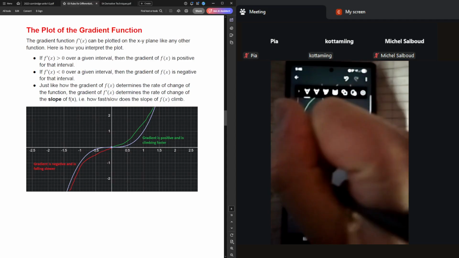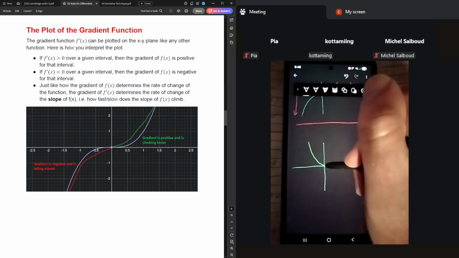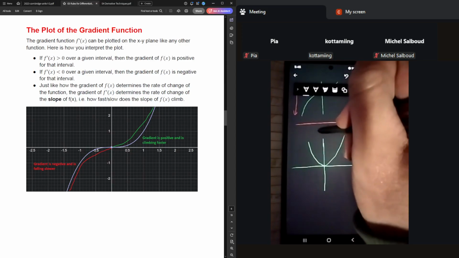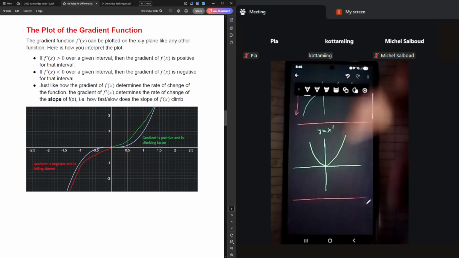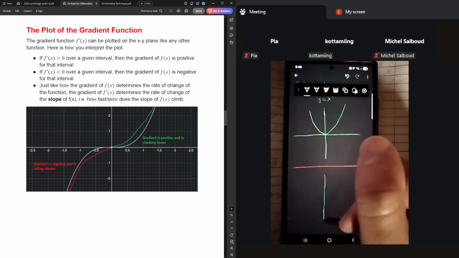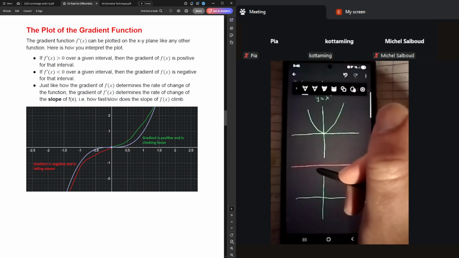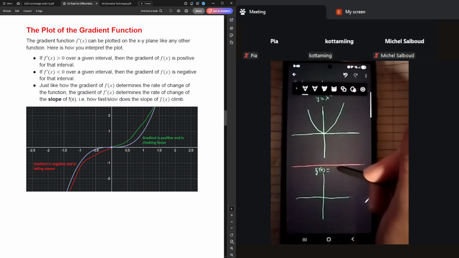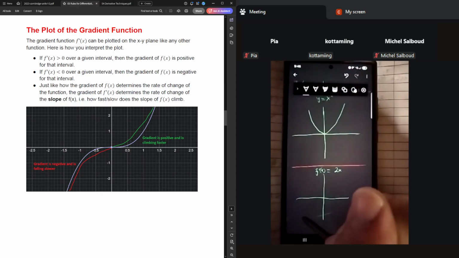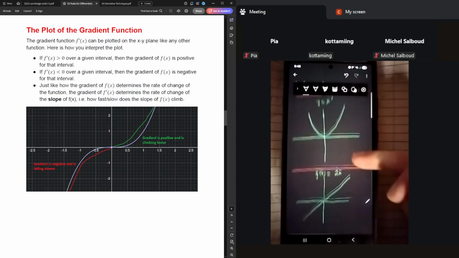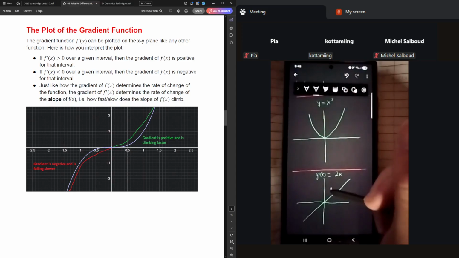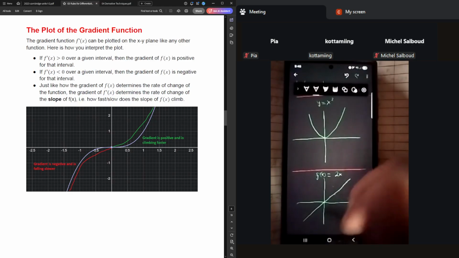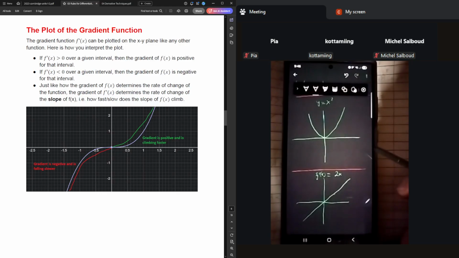So let's use that quadratic from earlier. That can be our original function. So that's y equals x squared. Now the derivative of this would be 2x. So this is f dash, the derivative, is equal to 2x, and the graph of 2x just looks like this, right? So the way this works is, for derivative, because gradient is on the y-axis, it means that all of these y values are gradient values of the original.